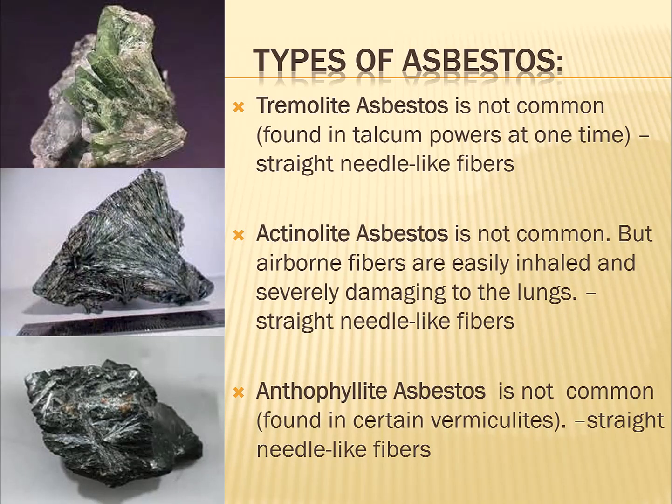So there are six basic kinds of asbestos. There's tremolite, not as common. It used to be found in talcum powder, so there have been lawsuits on that. The whole thing is if they have straight, needle-like fibers microscopically, then it's dangerous. That's why this is dangerous. As you breathe it in, they're like little darts that land in the tissue of your lungs.